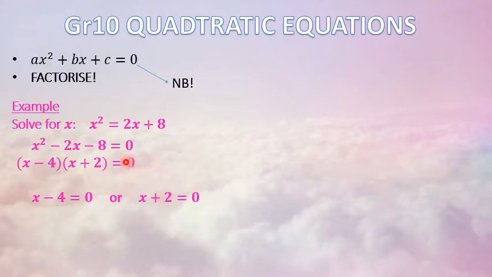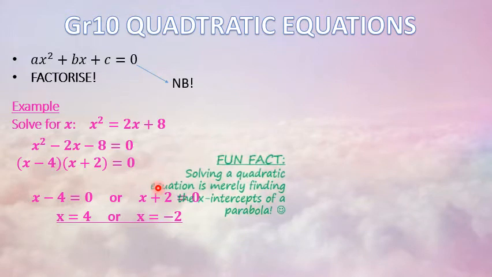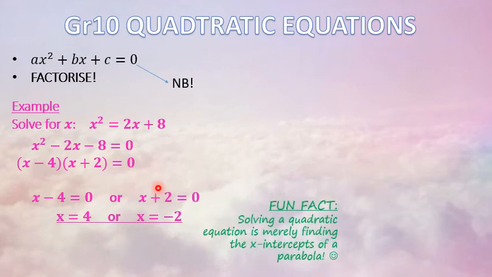If you just want to get into a rhythm, you can just remember when you get to this factorized form, when 2 brackets equal 0, make one bracket equal 0, or the other bracket equal 0, and now you have 2 linear equations that you can solve. Pop the 4 on over, pop the 2 on over, and we get x equals 4 or x equals negative 2.